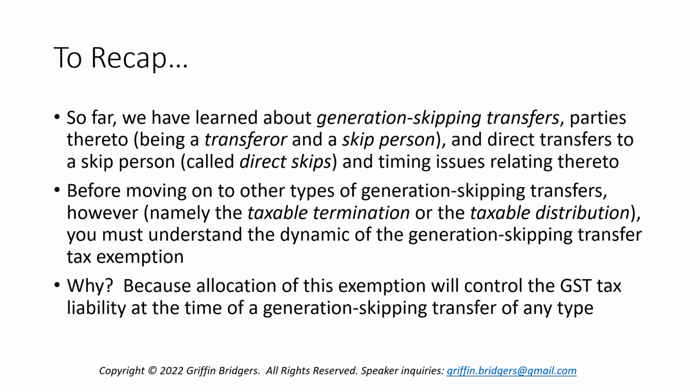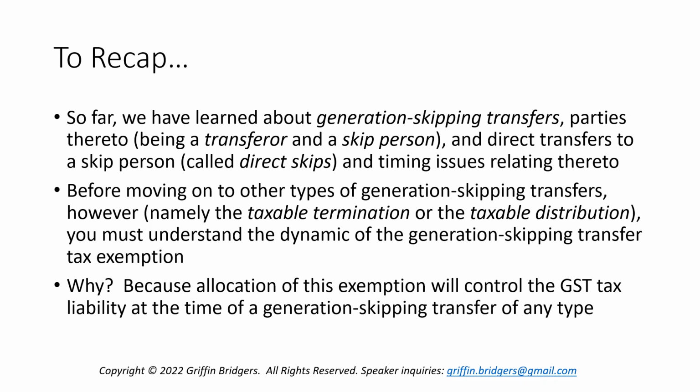So far, we've learned that the GST tax is heavily dependent on a multitude of definitions. There's a lot of them throughout the code which apply to the GST tax. Some of the ones we've learned about so far are the generation skipping transfer, which is the ticket to entry to have a GST tax liability. And to have a generation skipping transfer, you have to have two specific parties, a transferor and a skip person, who are defined based on difference in age or generation assignment between the two of them.